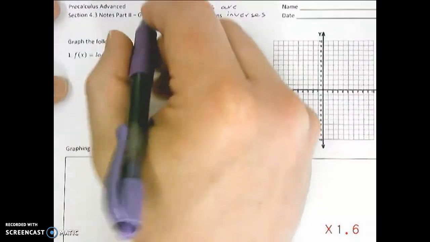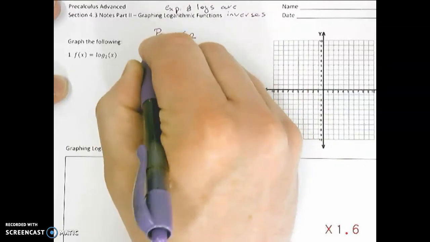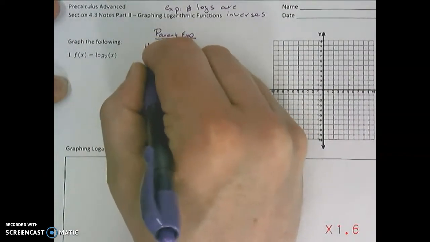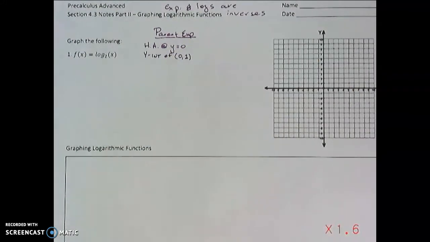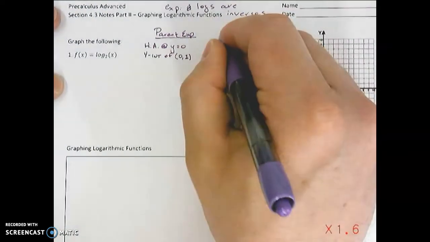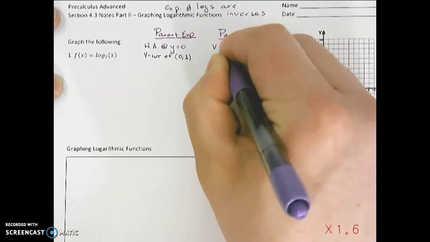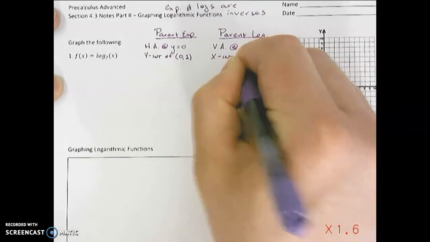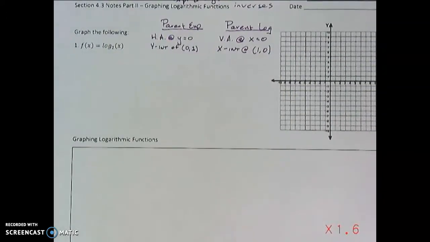So our parent exponential had a horizontal asymptote at y equals 0, and it had a y-intercept of (0, 1). If exponentials and logarithmics are inverses of each other, then it would make sense that the parent logarithmic would have a vertical asymptote at x equals 0 and an x-intercept at (1, 0), because they're inverses of each other.